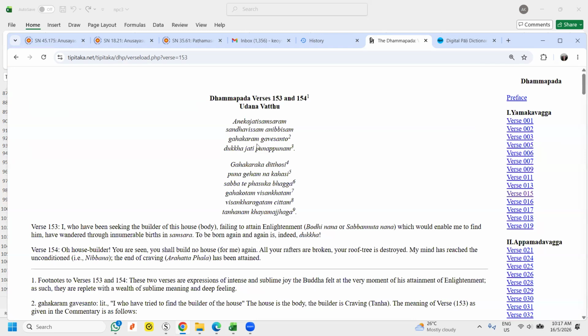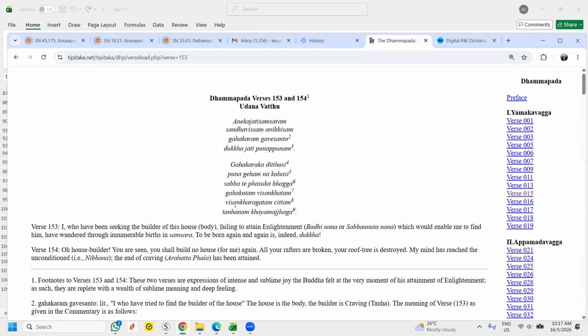Anyway, the translation. If you look at the translation, 154 is: Oh householder, you are seen. You shall build no house again. Then the rest of the four lines are after this: all your rafters are broken, your roof tree is destroyed. This is not roof tree, I don't know why I put roof tree. Let me see, rafter. Pasuka, I think it's a branch. That's why I used roof tree.